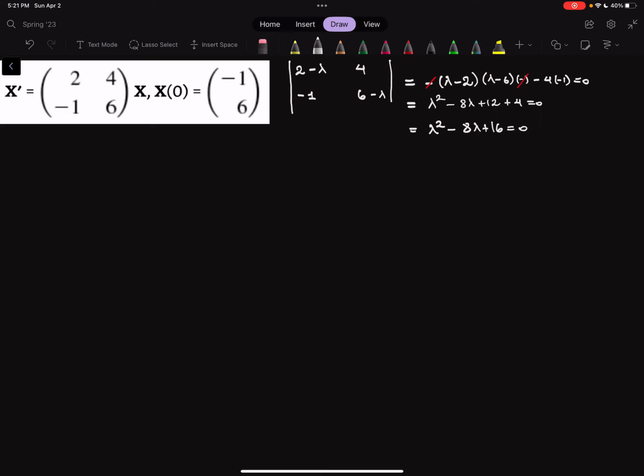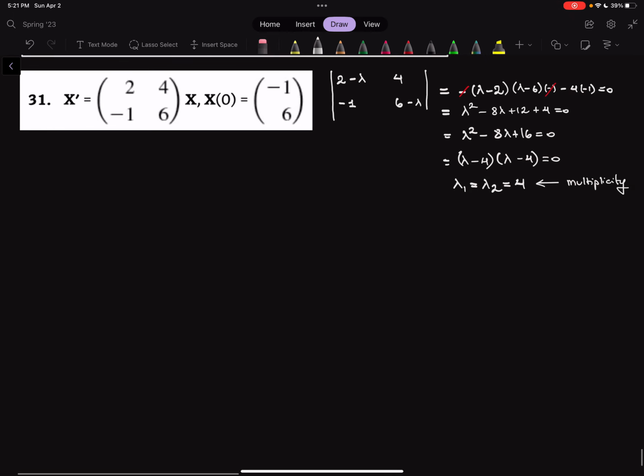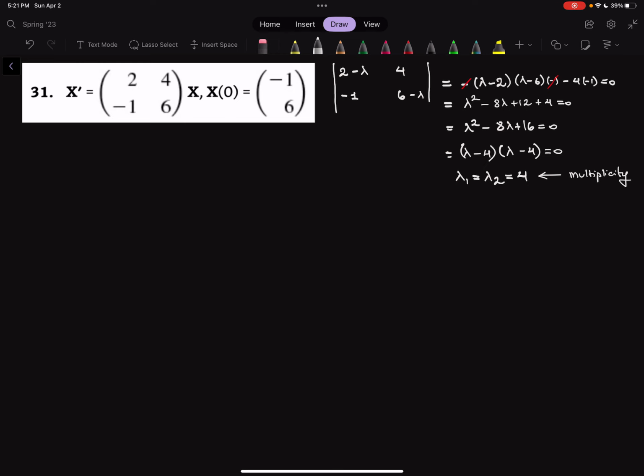Can you think of two numbers that multiplied together are equal to positive 16 and added together are equal to negative 8? I think I can think of negative 4 and negative 4, which means that lambda 1 is equal to lambda 2, which is equal to 4, which means we have multiplicity. Now remember, two things can happen. Either we're able to find two independent vectors, or we have to use the theorem for multiplicity in this case. So first of all, let's plug that lambda back in.